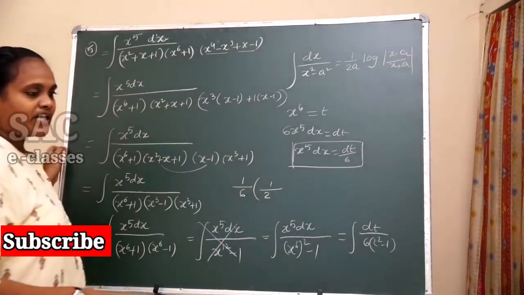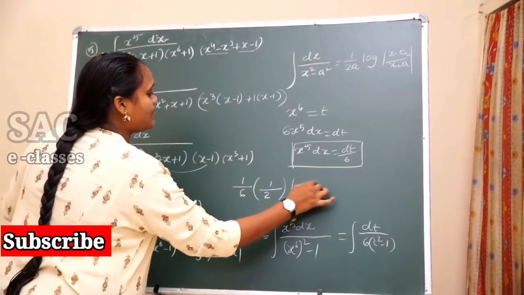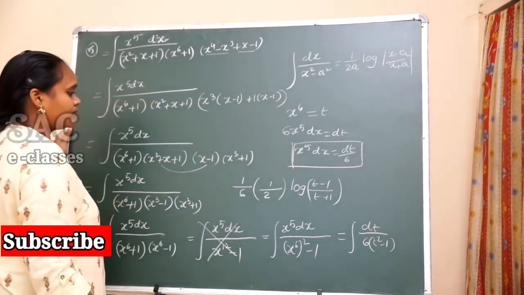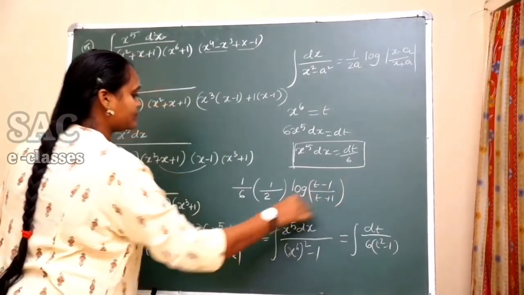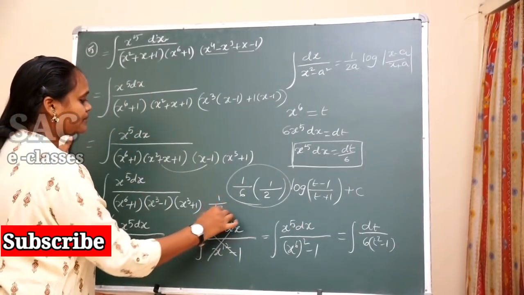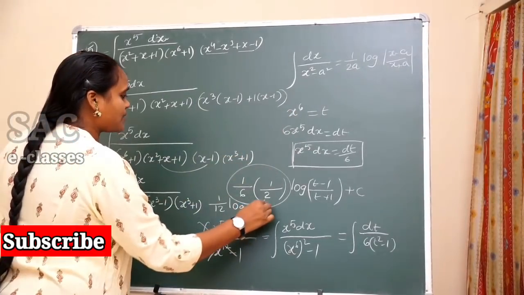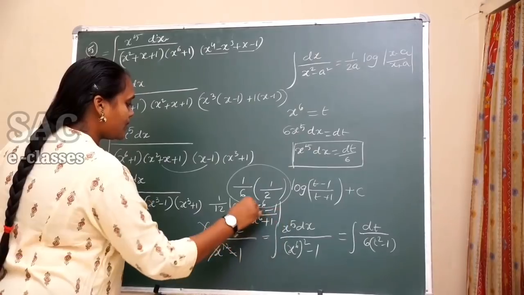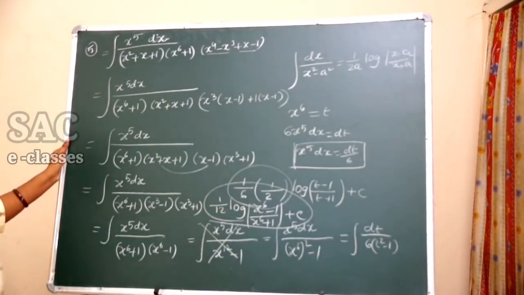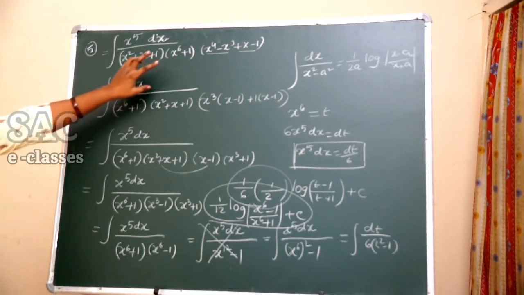So 1 by 2 into log of t minus 1 by t plus 1. So you can write it as 1 by 6 into 1 by 2, you obviously will get 1 by 12 into log of t, which means what you have assumed, x power 6. So x power 6 minus 1 by x power 6 plus 1 plus c will be the correct answer. Now if you check in the options, you can get it. Simple, by simple logic we have done it.